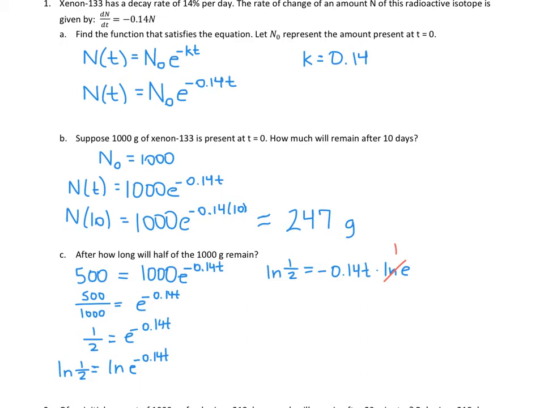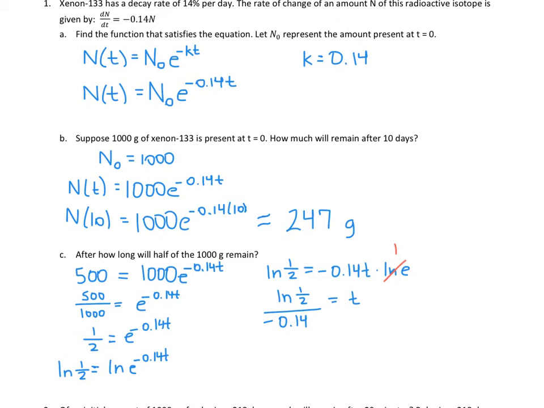So now to solve for t, we can divide both sides by negative 0.14. So we're then going to have t equal to natural log of 1/2 divided by negative 0.14. Now at this point, if you wanted, you could go ahead and plug that in the calculator and get a decimal approximation for t. But just for a second here, I want to simplify what we have here. And there's a reason why. I'll get to that in a second.